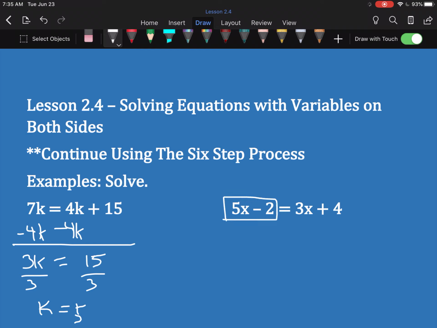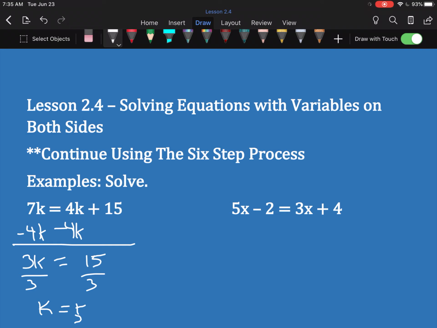First thing I want you to do on every problem, draw a box around the left and right sides and ask yourself, are there like terms to combine? In the left box here, we have a 5x and a negative 2. Those aren't like terms, so I can't do anything there. In the right-hand box, I have a 3x and a positive 4. Those aren't like terms, so I can do nothing there.